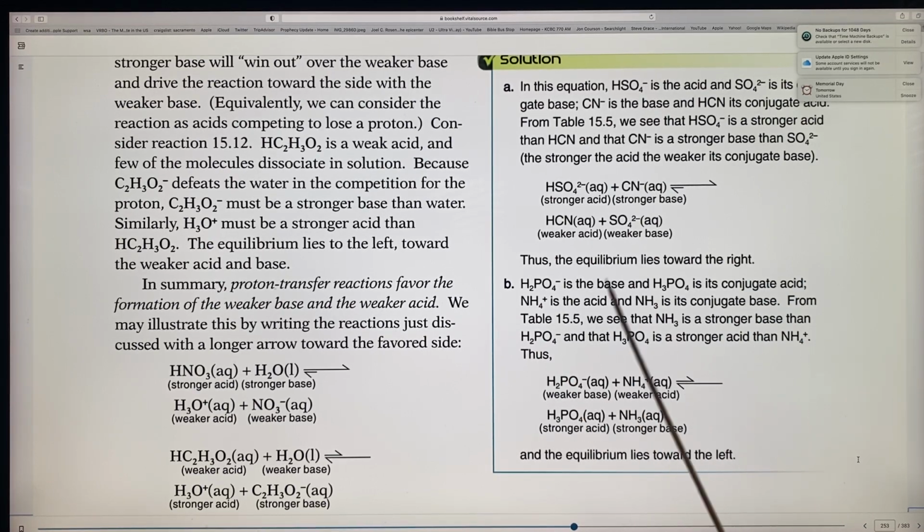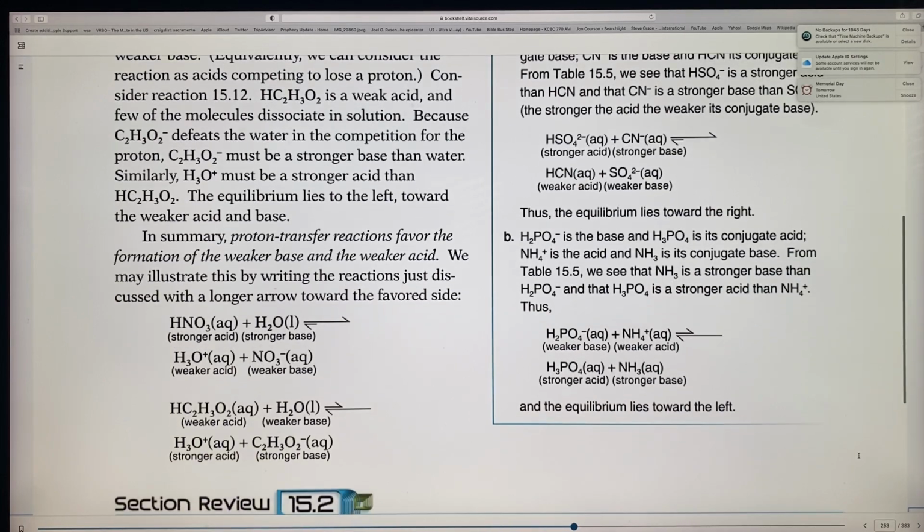So now let's see how it looks. We're going to just label them. We're going to see the weaker base, weaker acid, stronger acid, and stronger base. This is all going to be weaker as we go here. You can see this H2PO4 ion, and this is the ion. So we're going backwards from the ions to combining the ions.